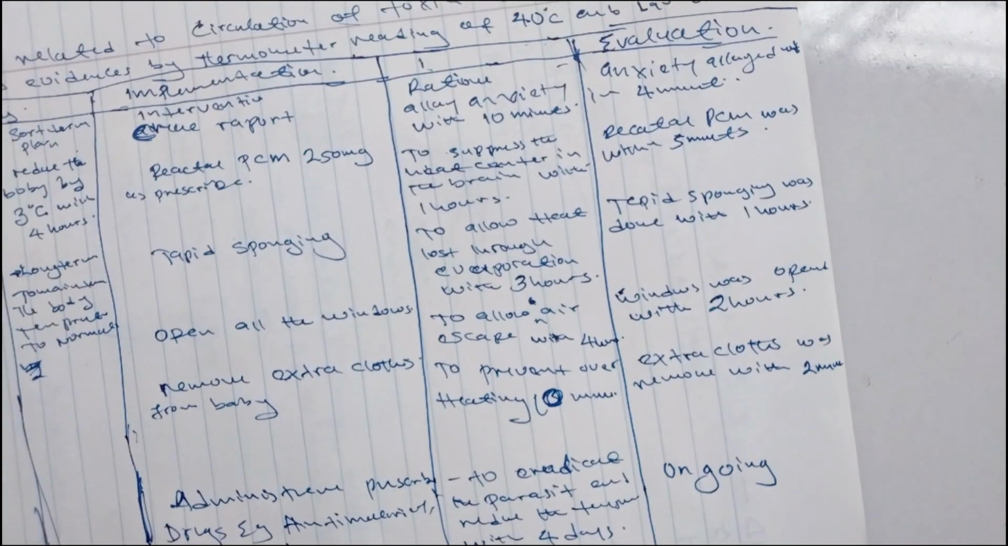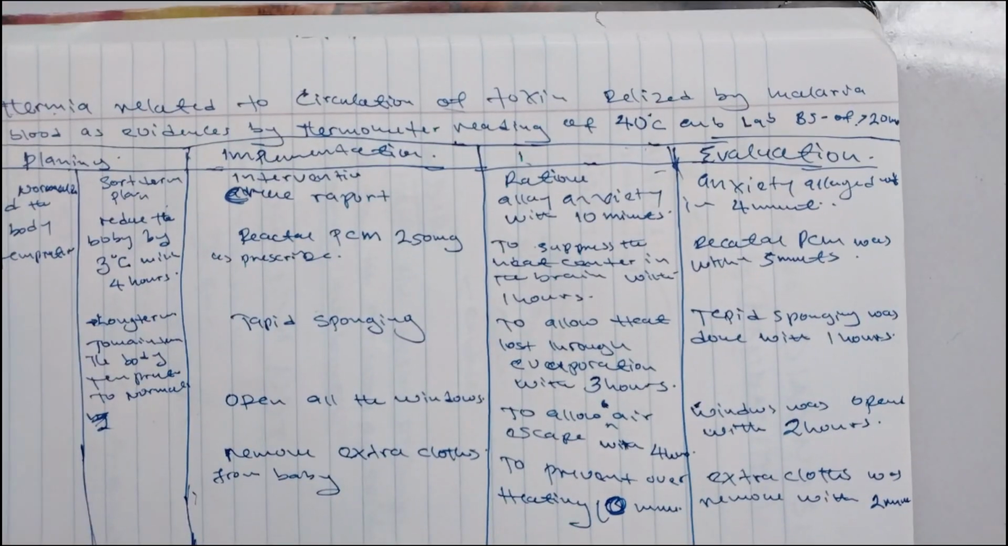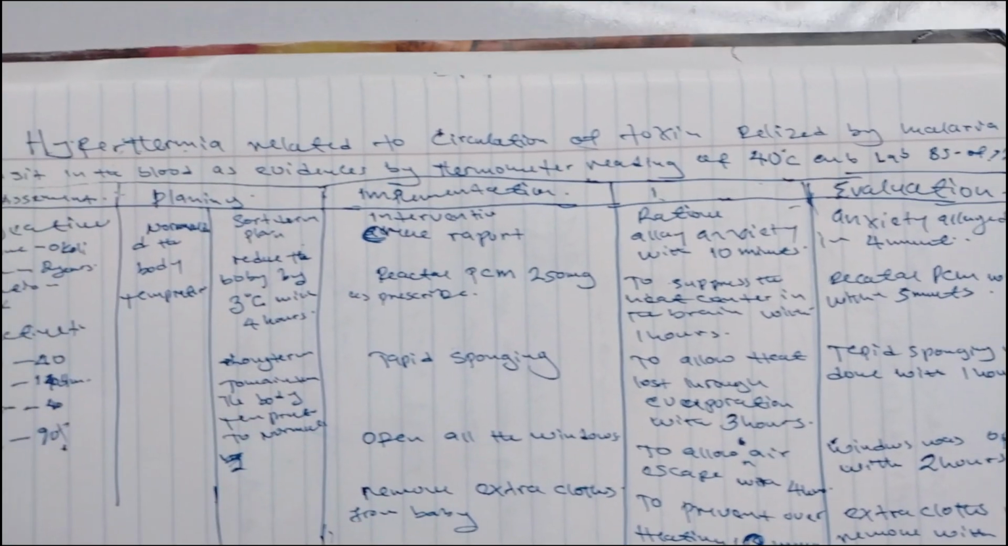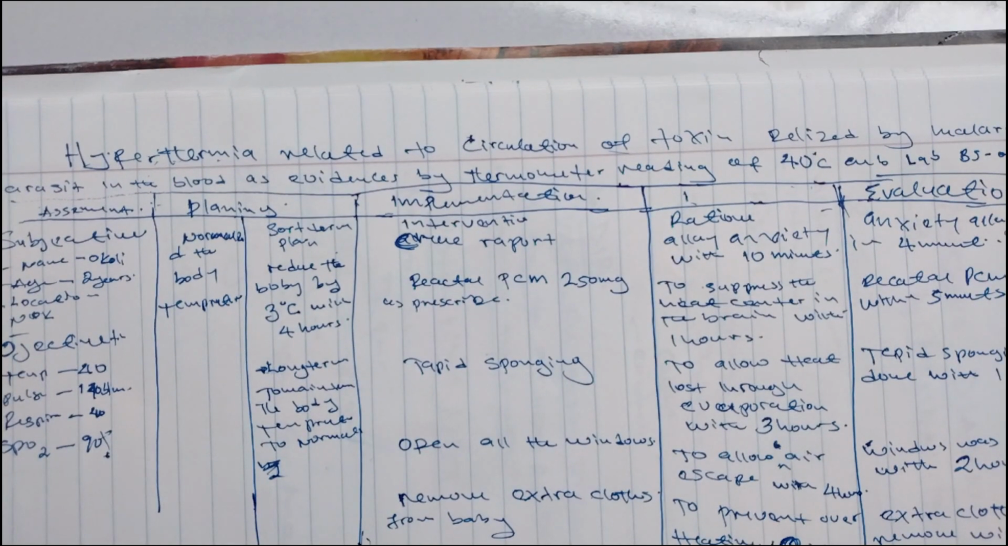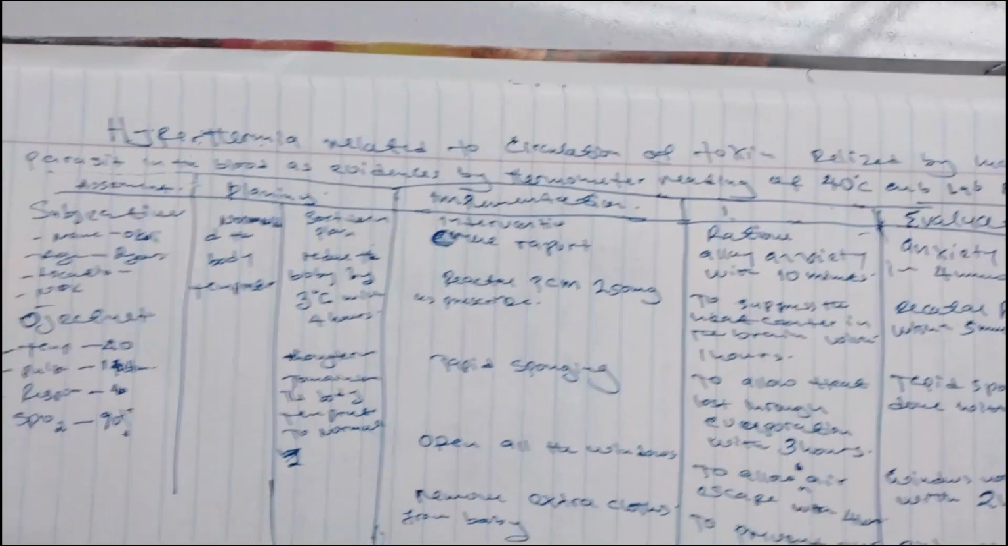So that is how we can formulate a nursing care plan for hyperthermia, or you can even give others. We can continue, we will formulate for each and every nursing diagnosis which I've come across, for difficulty in breathing, for anxiety, knowledge deficit. So that is all.